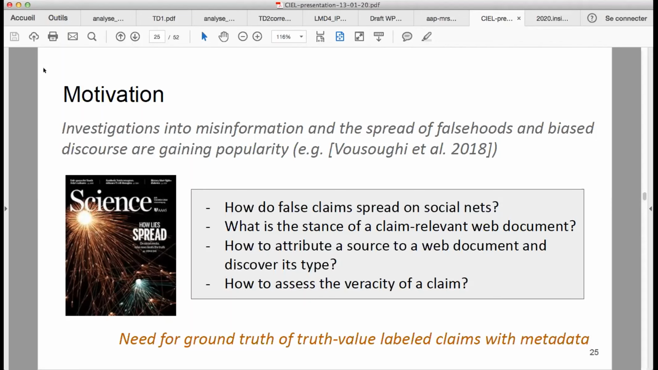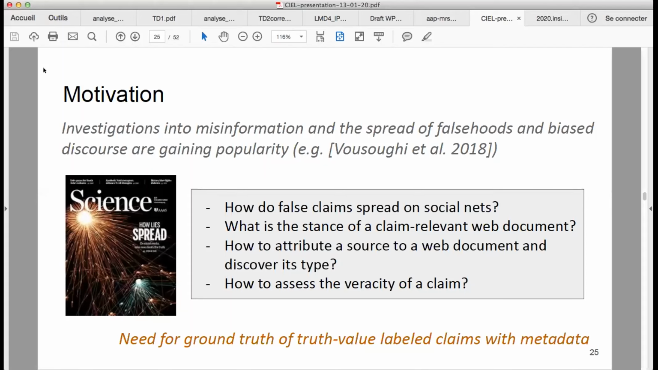Multiple questions have been motivating research in these areas in different fields. For example, how do false claims spread on social nets? We have seen in a recent paper published in Science that falsehoods spread way faster than true statements over the social networks. Other questions that have been asked, or answers to which we have been trying to find, were, well, how to assess the veracity of a claim. A very important and active domain of computational fact-checking has been trying to look into this question.